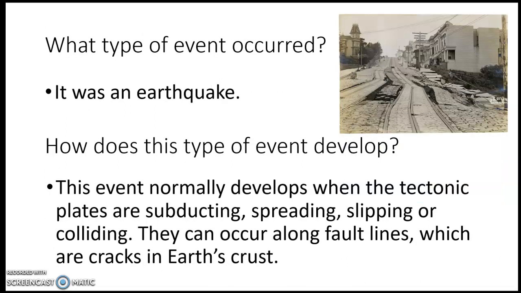What type of event occurred? This event is also known as an earthquake, obviously. How does this type of event develop? This event normally develops when the tectonic plates are subducting, spreading, slipping, or colliding. They can occur along fault lines, which are cracks in the Earth's crust.